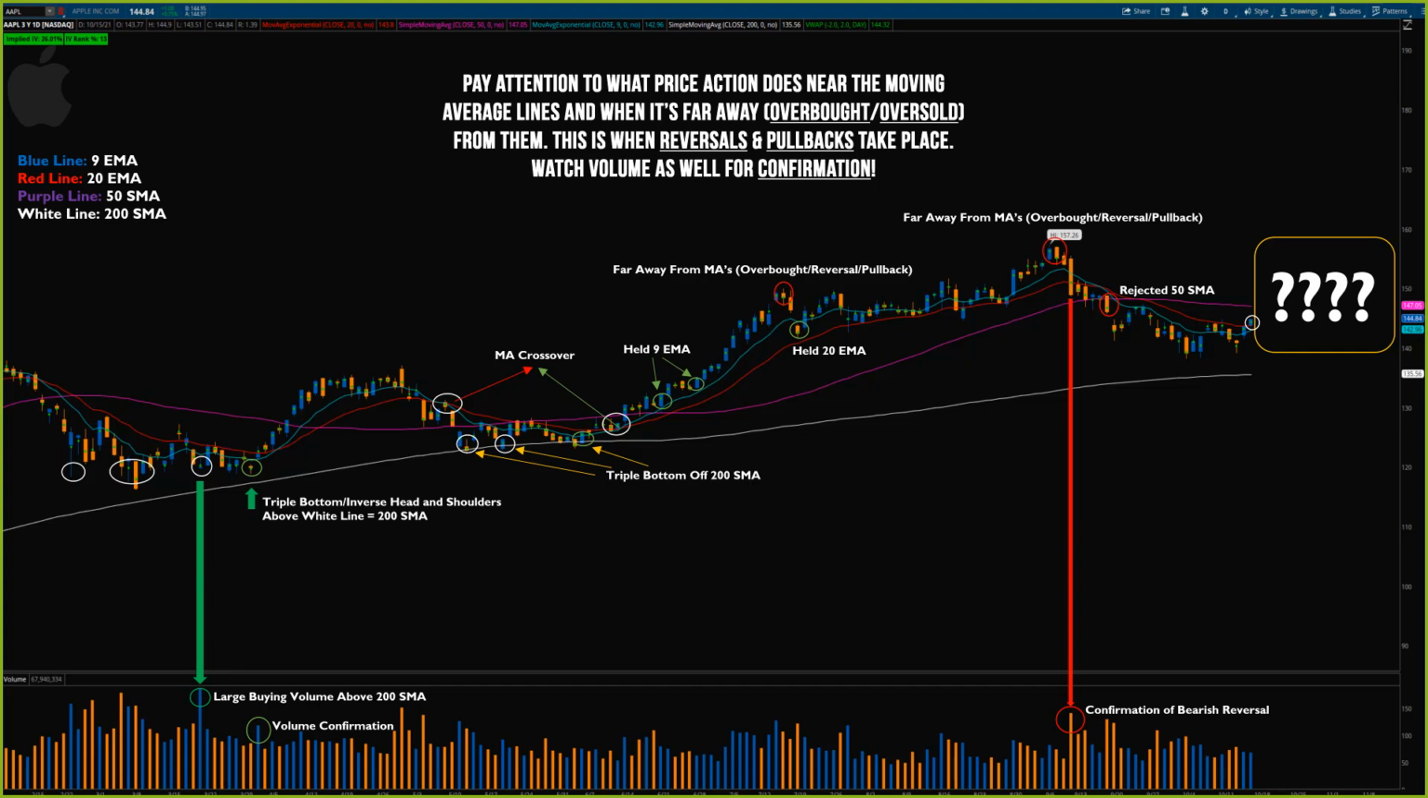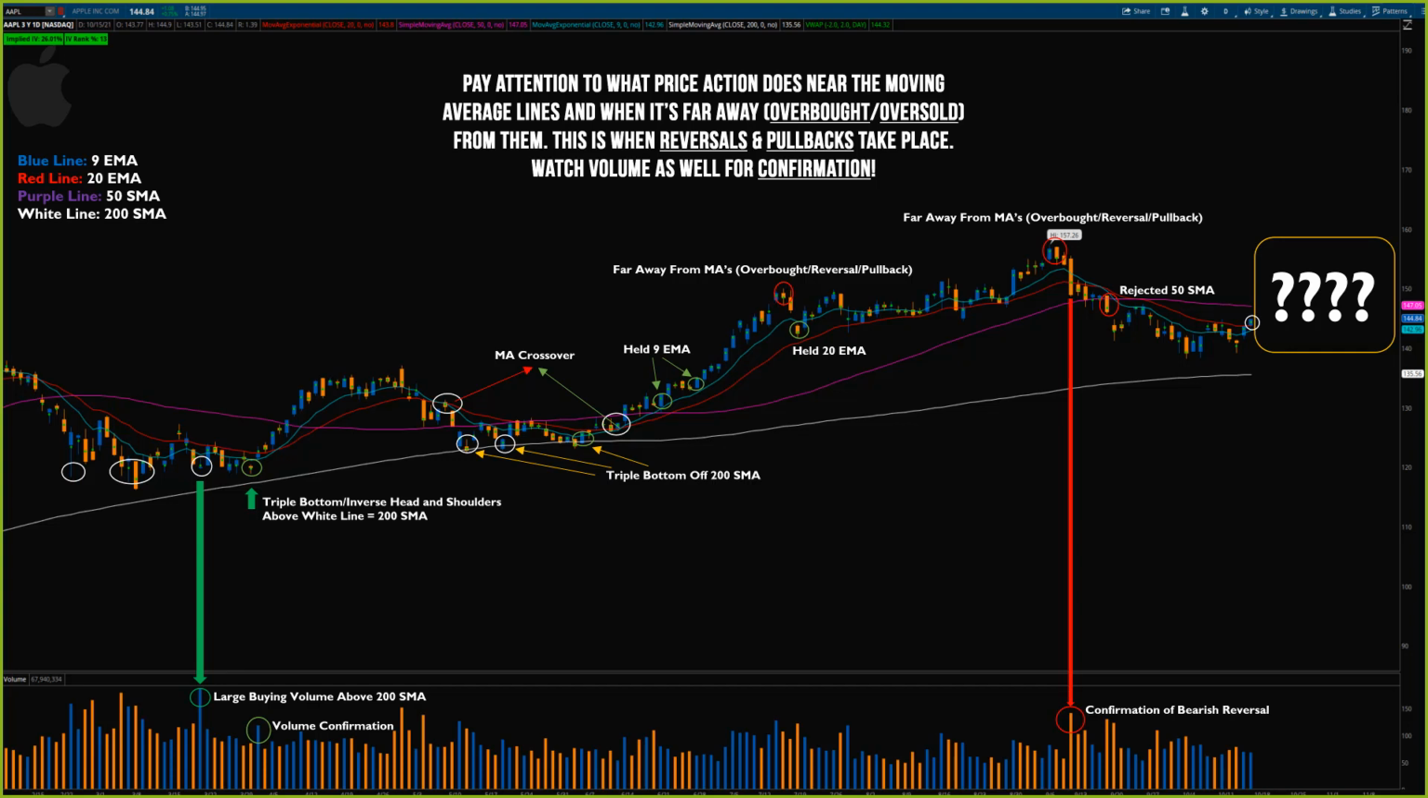So it's important to pay attention to what price action does near the moving average lines. And when it's far away from them, remember, stocks are like rubber bands. When price gets overbought, overextended to the upside, or oversold at the very base levels, it's too far away from those moving average lines, and price naturally wants to gravitate back like a rubber band. It can happen fast or it can happen slow. Now, many times at these moving average lines, you'll see reversals and pullbacks, but watch volume as well for confirmation.